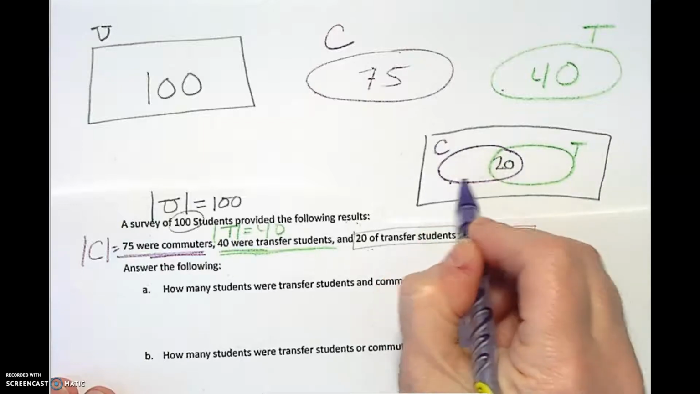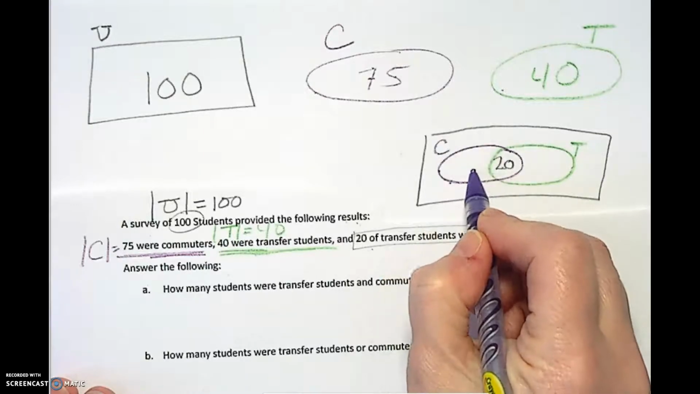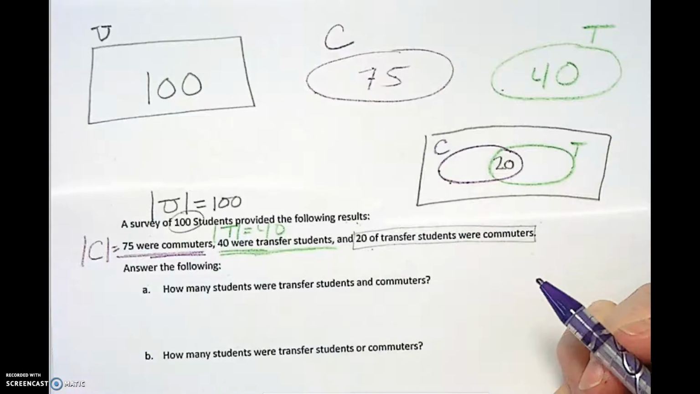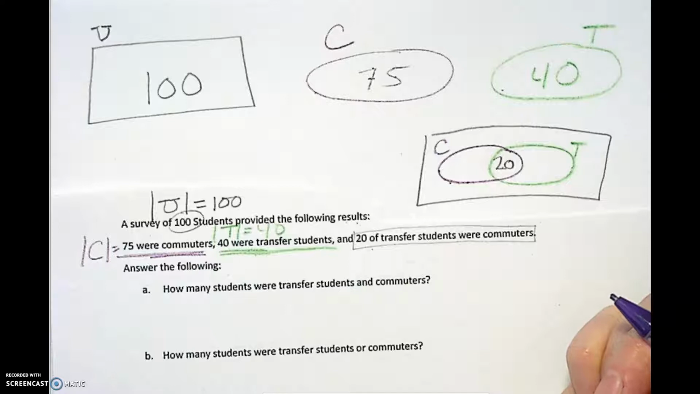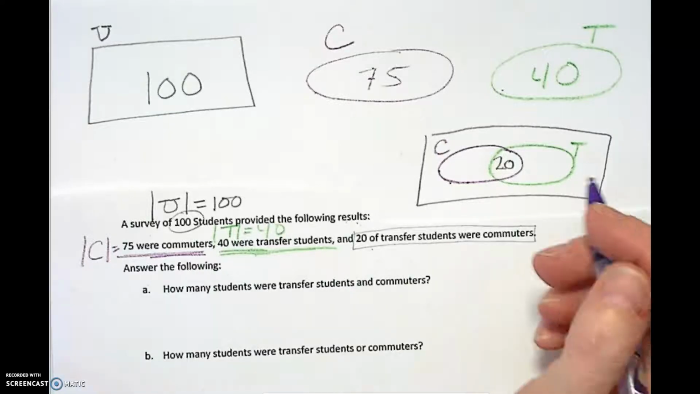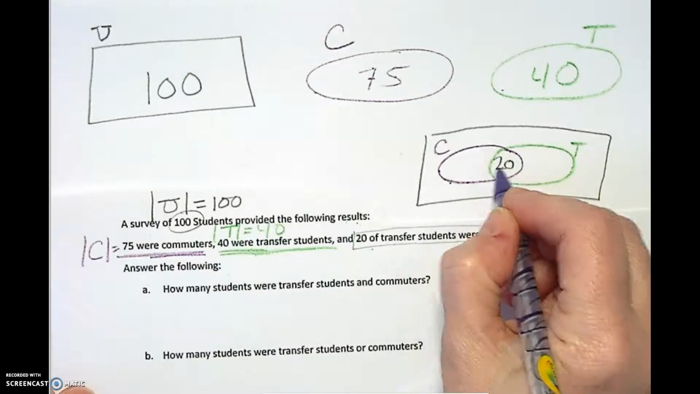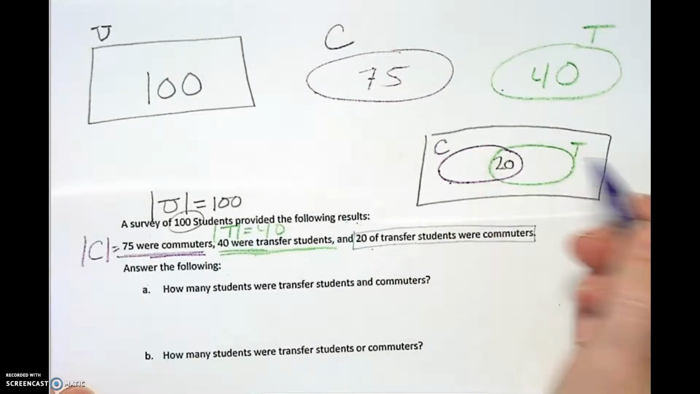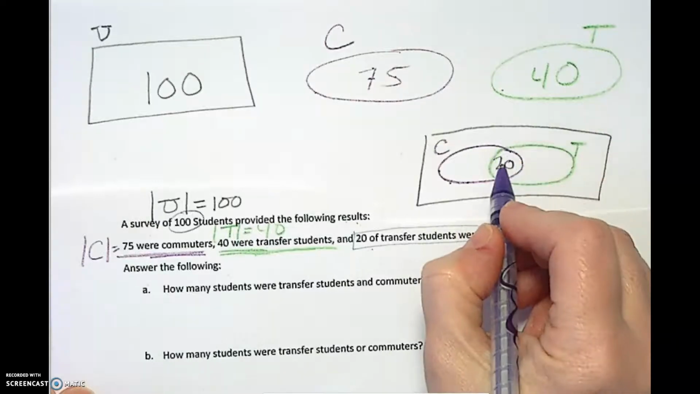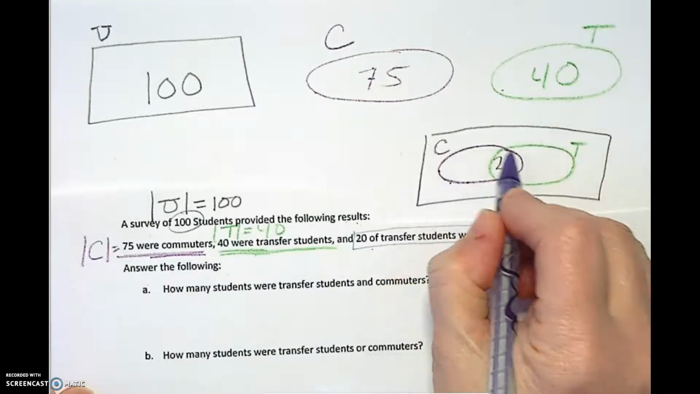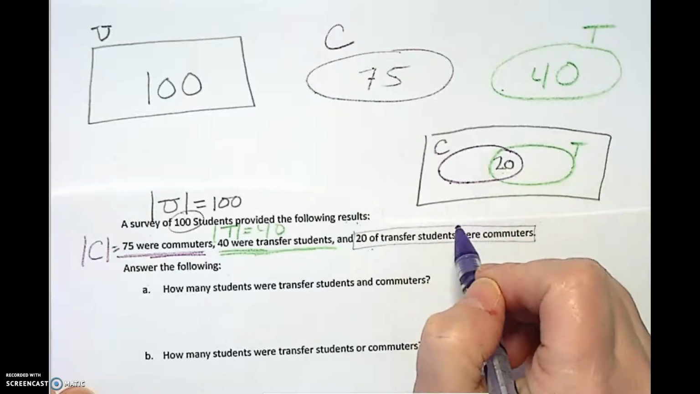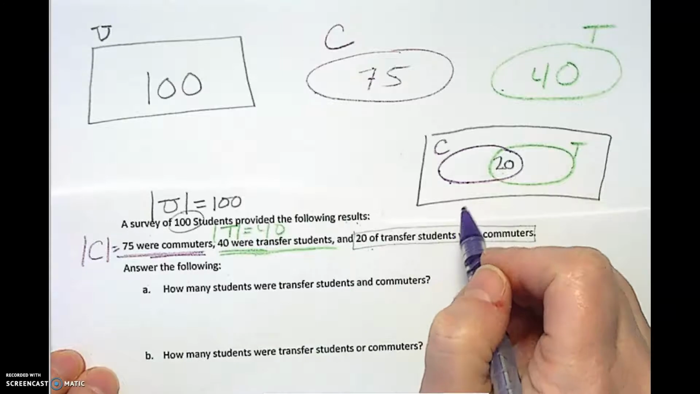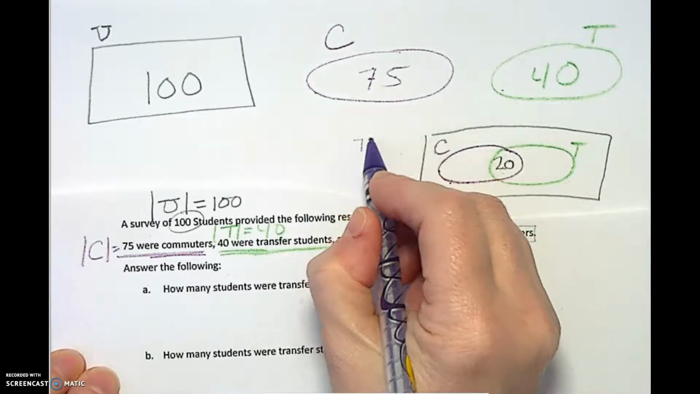So this set, how would you describe what happens right there? Who's in that little half moony shapey thingy there? The commuters. Okay, the commuters, were they also transfer students? If they're in this, no. Okay, so they're commuters, but not transfer students. Only commuters, not transfer students. Well, there were 75 commuters and 20 of them were transfer students. So how do we figure out what goes there? 75 minus 20. Yep. And for a lot of people, it really does help to just write that down here.